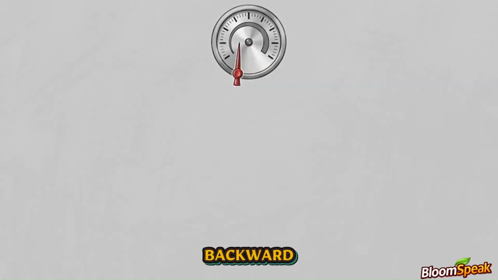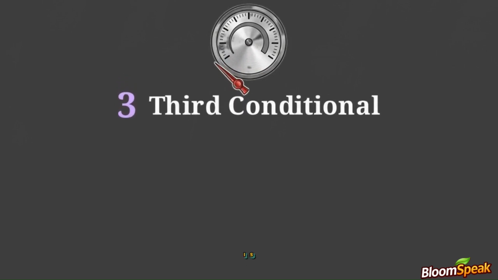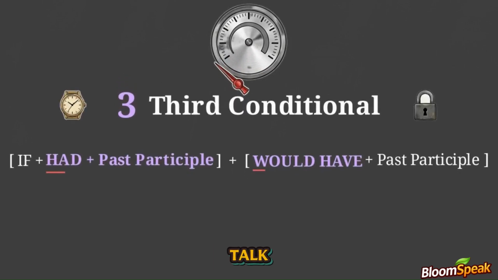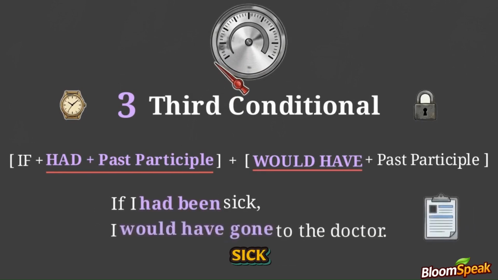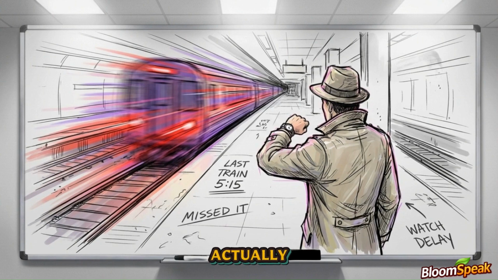The dial flips backward to 0%. This is the third conditional. To talk about the past, we need a slightly different structure. If I had been sick, I would have gone to the doctor. This is for a past that never actually happened.